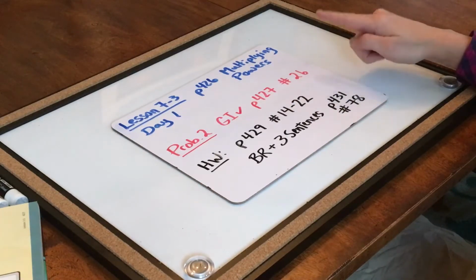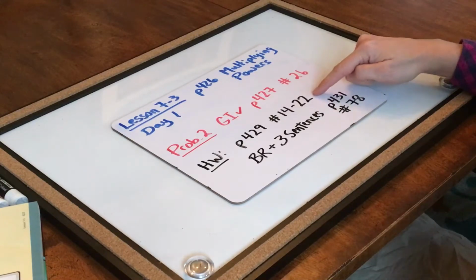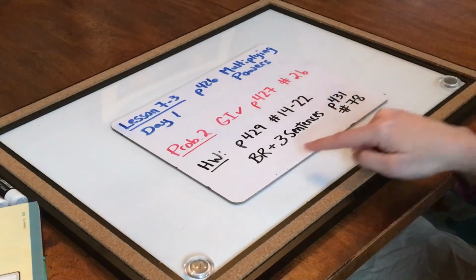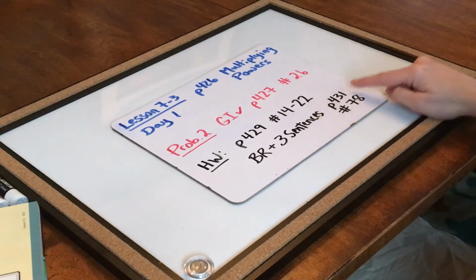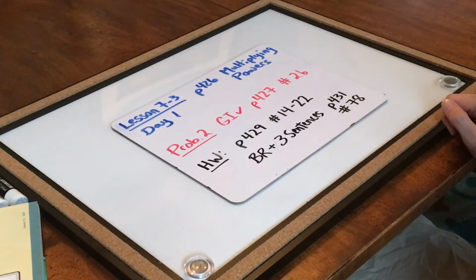And then just as a reminder, your homework for tonight is going to be on page 429, numbers 14 to 22. And then your bell ringer and 3 sentences is on page 431, number 78. Okay, we'll get back to that a little bit later.